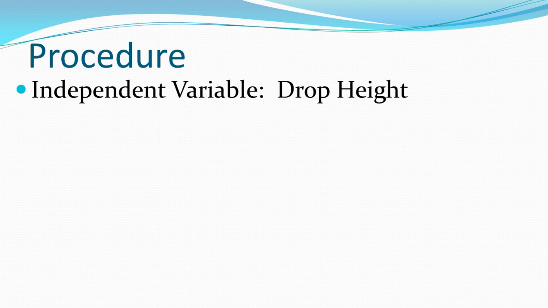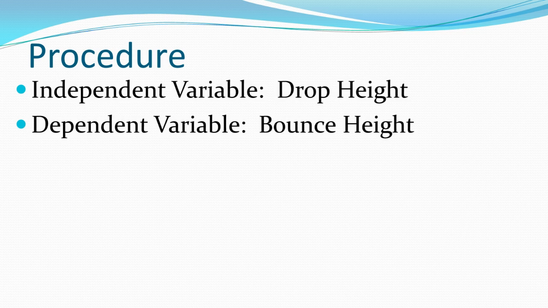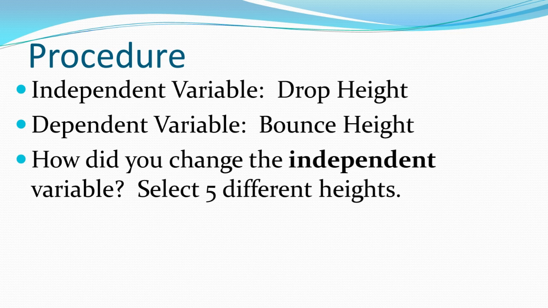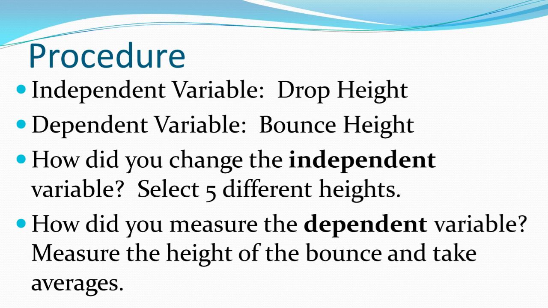Our independent variable is the drop height because we'll be manipulating that, we'll be choosing the heights. The dependent variable is the bounce height. This is because we'll be measuring the bounce height. We change the independent variable by selecting 5 different heights that were pre-designed for this lab. And we measure the dependent variable by measuring the heights of the bounce and then taking the averages.